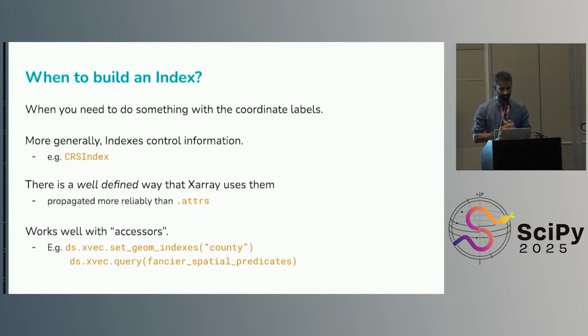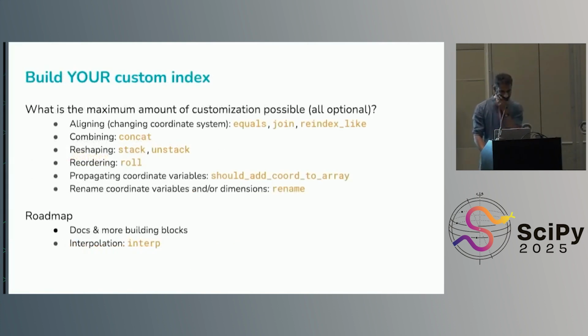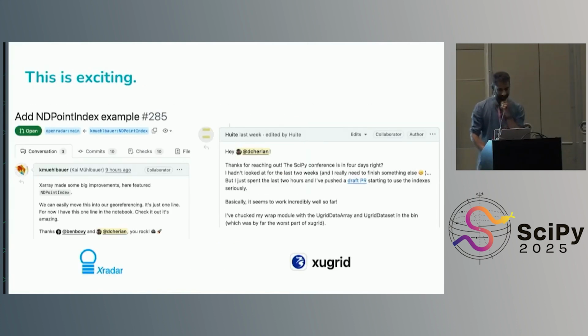Importantly, there's a well-defined way that Xarray will use them, so they're a lot more reliable than just dumping metadata attributes in attrs. And it works well with our extension API, which we call accessors. So here are a couple of examples of things you can do with this Xvec project. It adds a little xvec namespace and all kinds of domain-specific logic under there that uses the geometry index. Skip that slide in the interest of time, but basically the idea is that indexes are very customizable.